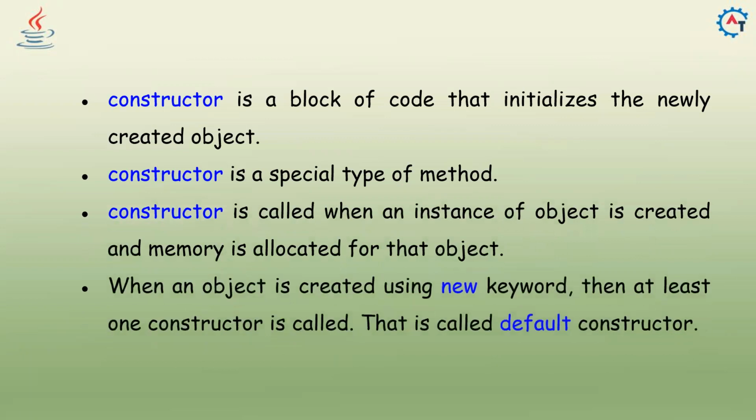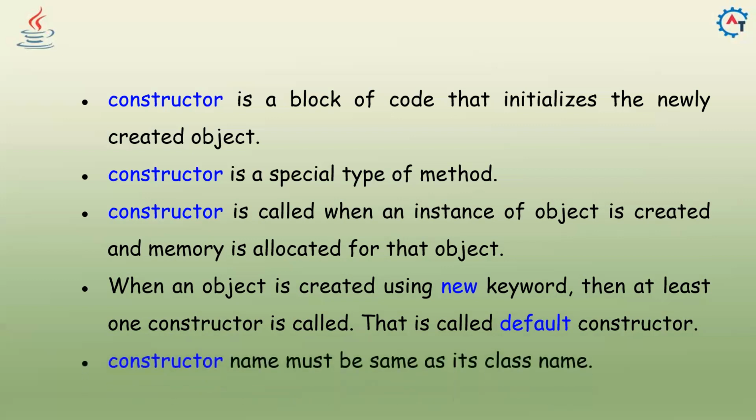When an object is created using the new keyword, at least one constructor is called, that is the default constructor. The moment you create an object, as we have seen in our previous videos, class name, some instance is equal to new class name, the default constructor will be called.